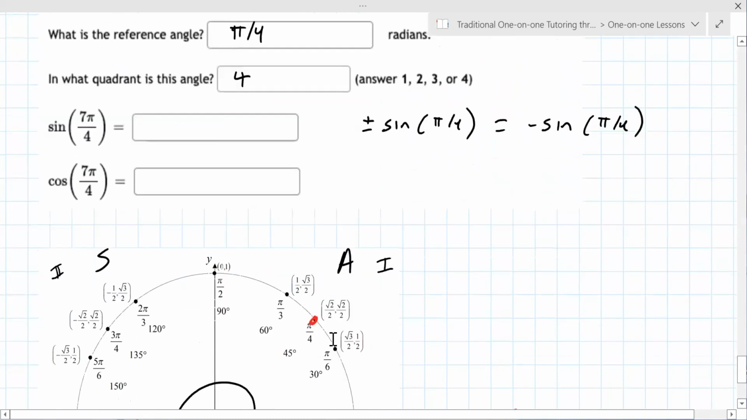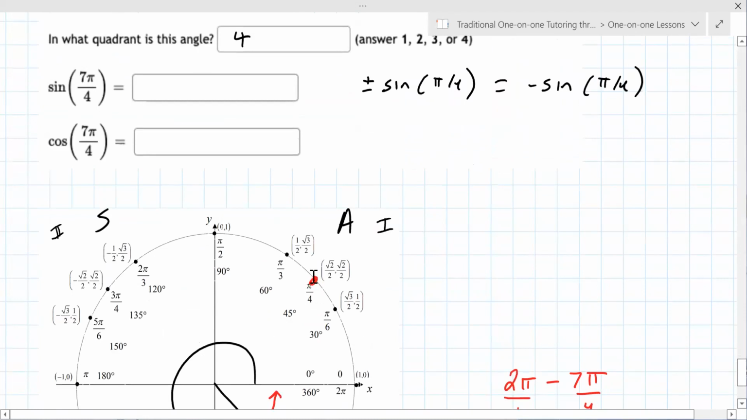If you look in the first quadrant up here, pi over 4 is right there in the middle. Sine is the y value, right? X is cosine, y is sine. So that's minus square root of 2 over 2. That's your answer there for that one.